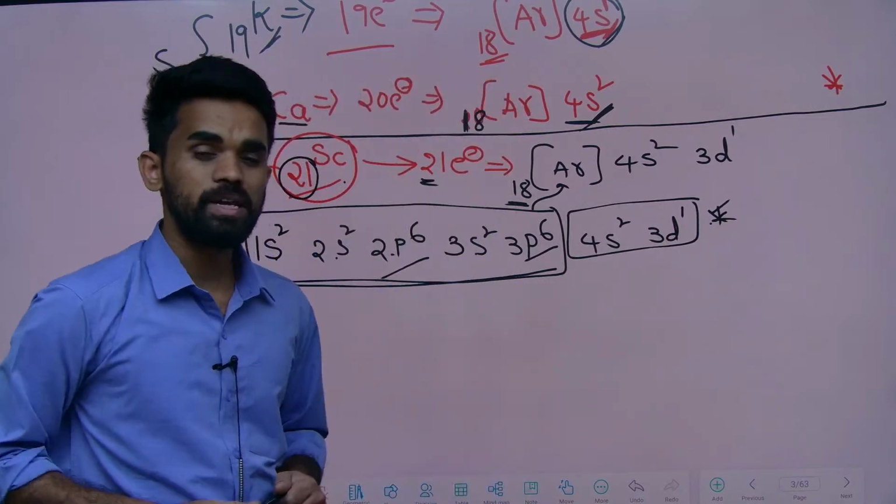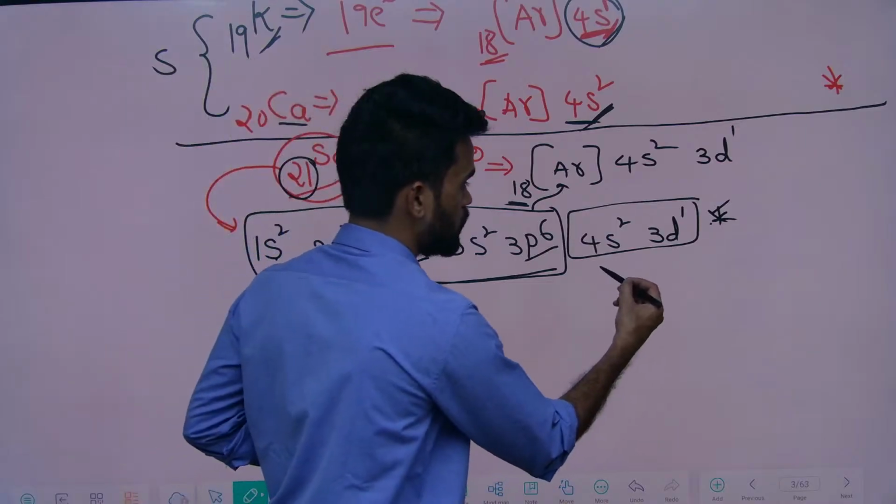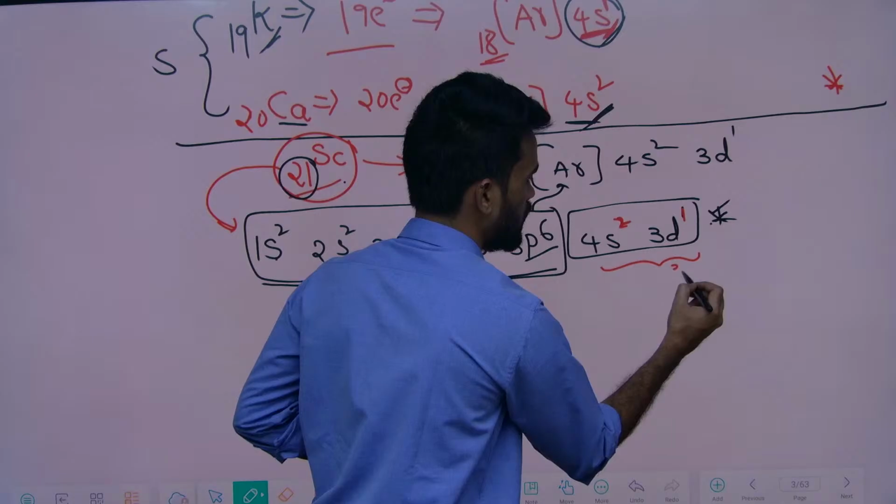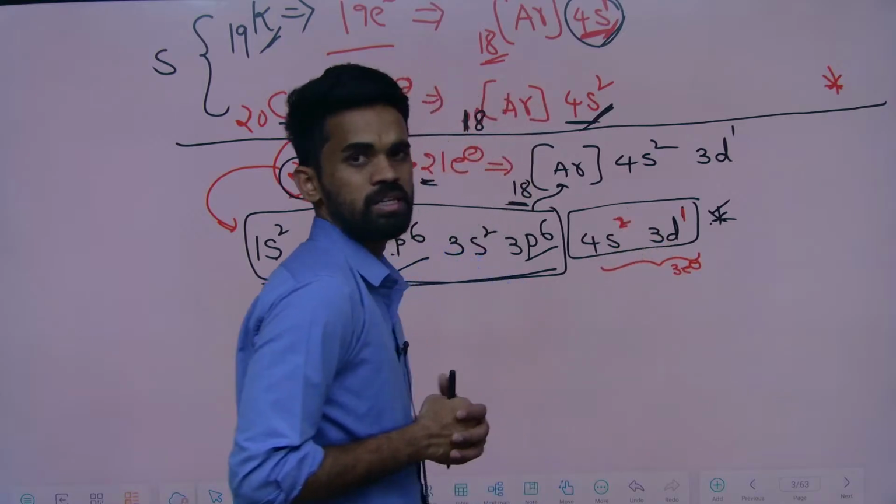Now how many valence electrons are there? You just count here. 1 plus 2. So these 3 electrons are the valency for scandium.